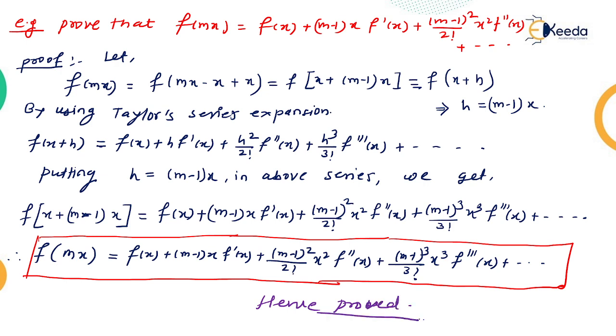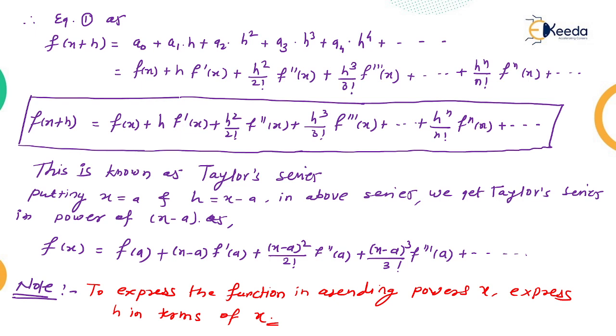I hope you have understood very well what the Taylor series formula is and how to prove the Taylor series formula in an example. So, what is the Taylor series formula in powers of x, and what is the Taylor series formula in powers of x minus a? Understood this, guys? I hope you enjoyed this Taylor series expansion and understood it very easily.